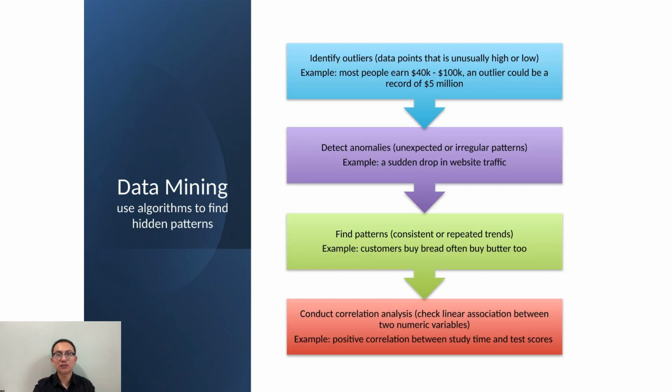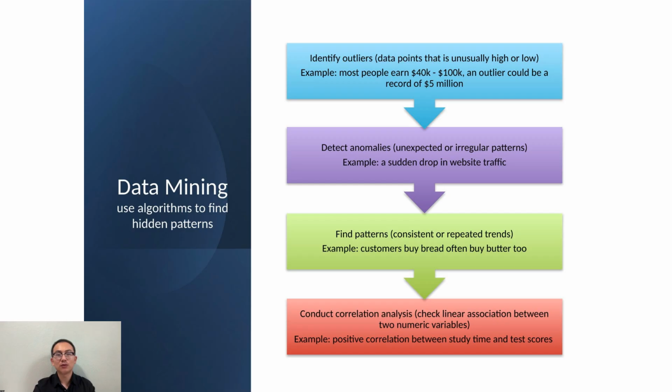EDA also uses data mining techniques to find deeper patterns in large data sets. For example, they help us spot outliers, anomalies, patterns, and correlations. Outliers are individual data points that stand out. They're either much higher or much lower than most of the other values.